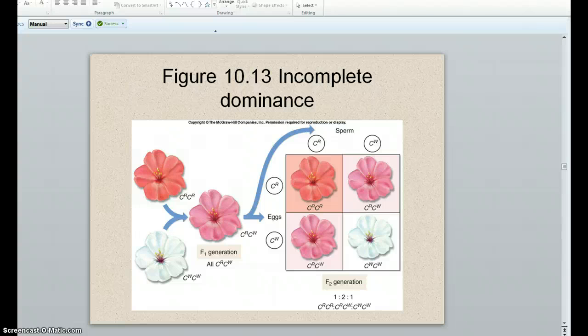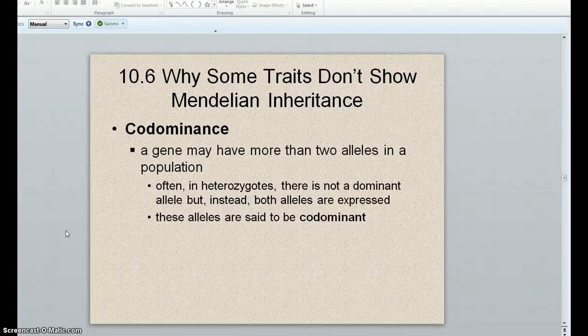So let's go back to the dominant recessive genes, but let's go talk about the ones that are co-dominant, okay? Co-dominance is when different genes have more than 2 alleles in a population. And these alleles are equally dominant. So if you have both of these alleles, you have both of these traits.